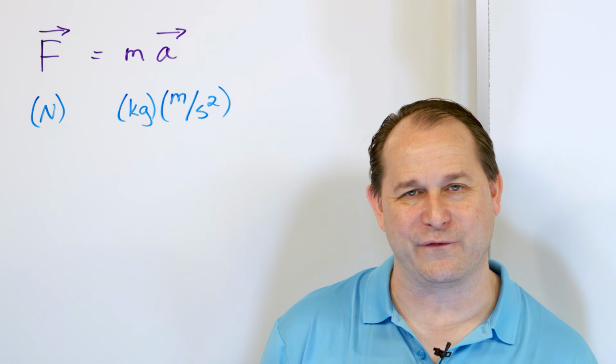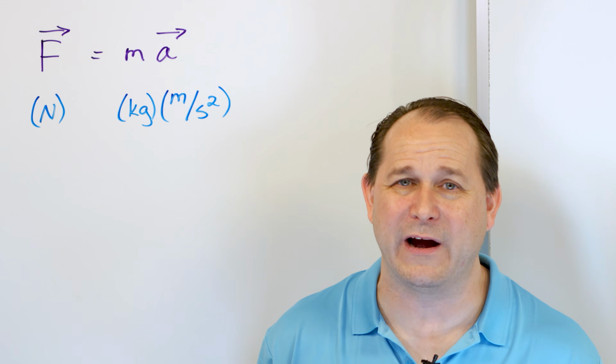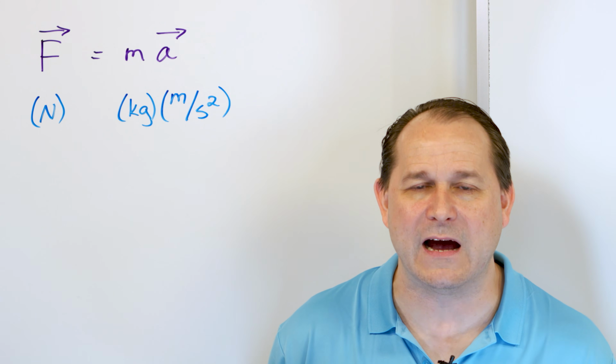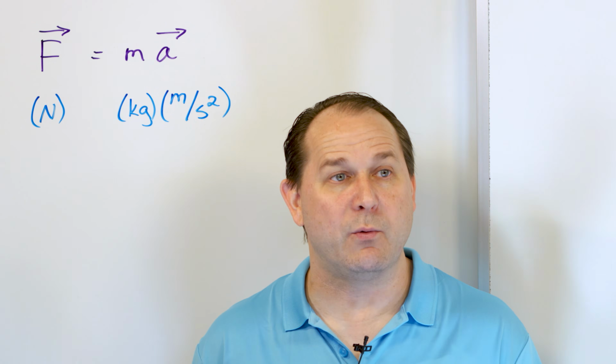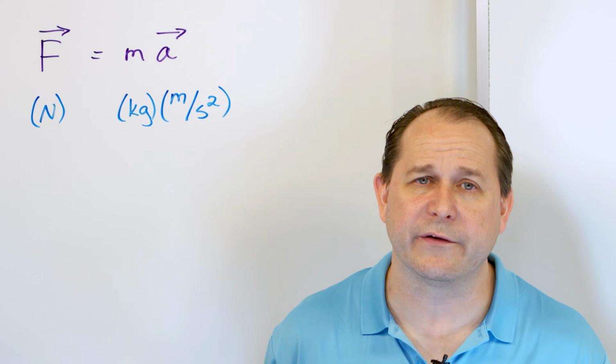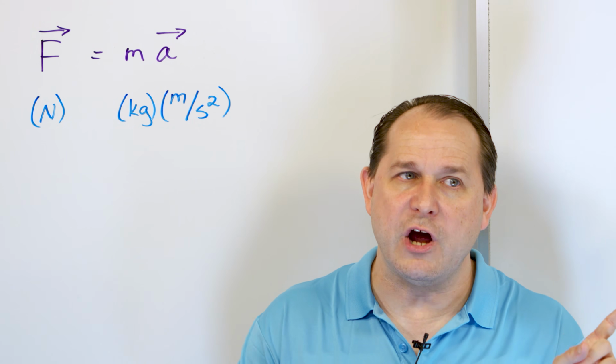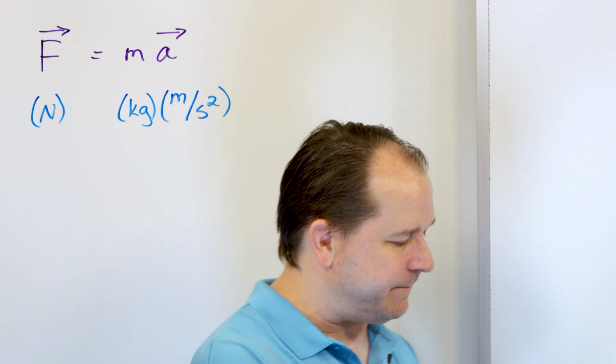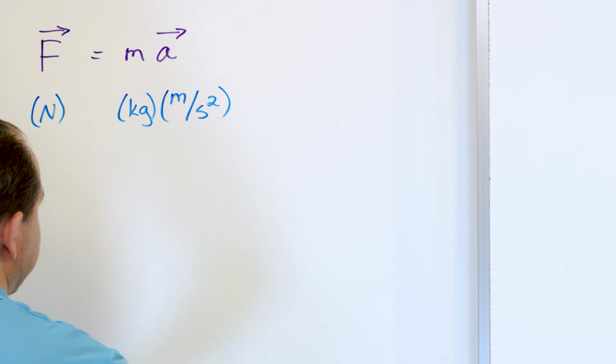Because when I first learned physics, I kind of ignored the vector arrowheads. I didn't even write them half the time because I didn't care. I just thought, well, I'm calculating the force. But it's very important to know that the force and the acceleration are lined up. So what does this mean?